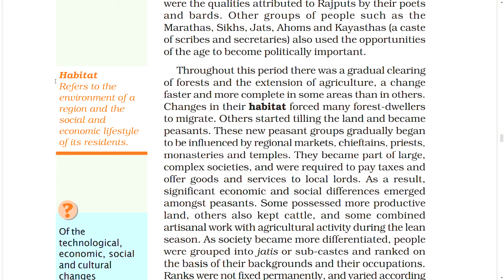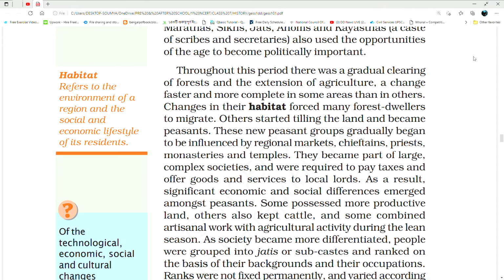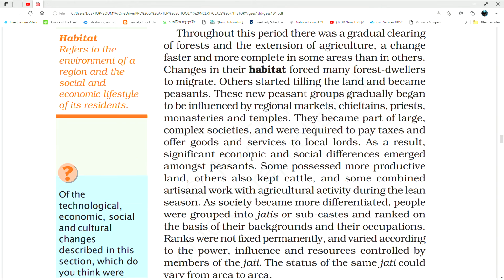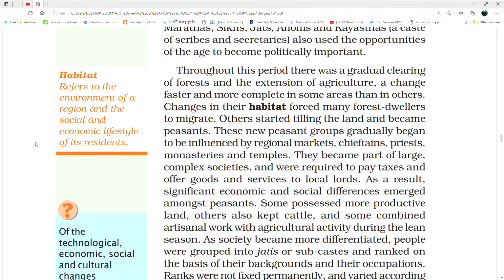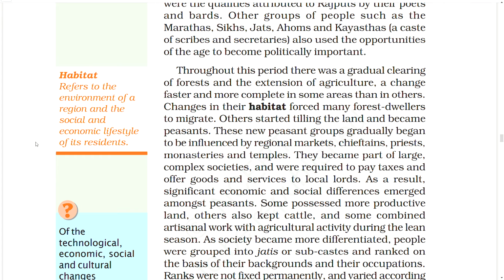Habitat refers to the environment of a region and the social and economic lifestyle of its residents. Throughout this period, there was a gradual clearing of forest and the extension of agriculture, a change faster and more complete in some areas than in others. Changes in their habitat forced many forest dwellers to migrate.